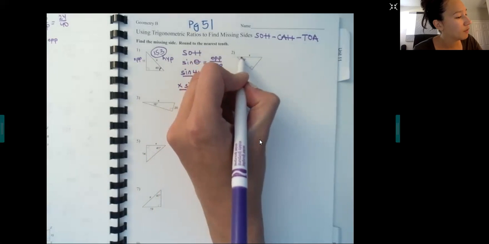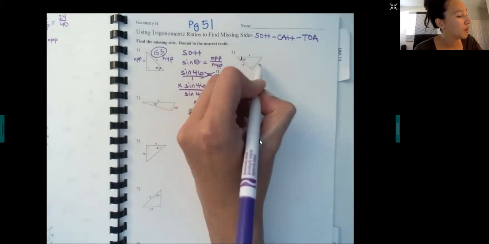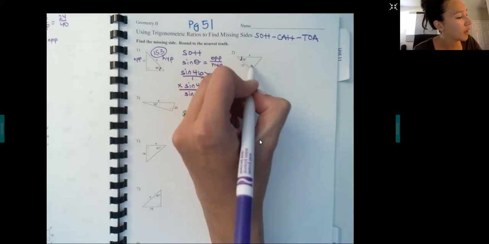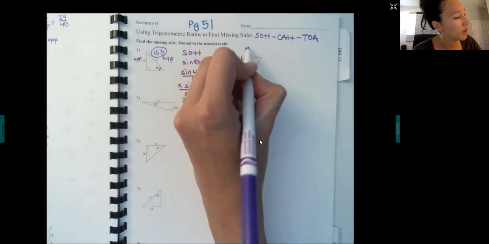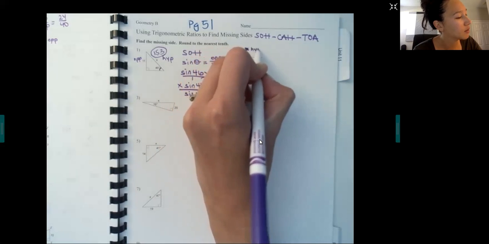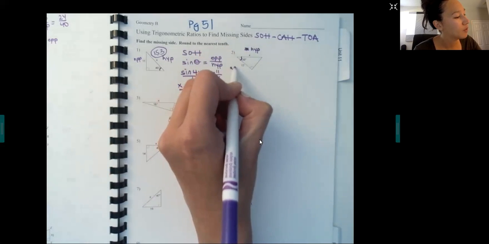So here's our reference angle. This side would be our opposite, which we don't need to label. And then across from our 90-degree angle, that is our hypotenuse. And then 17 would be our adjacent.